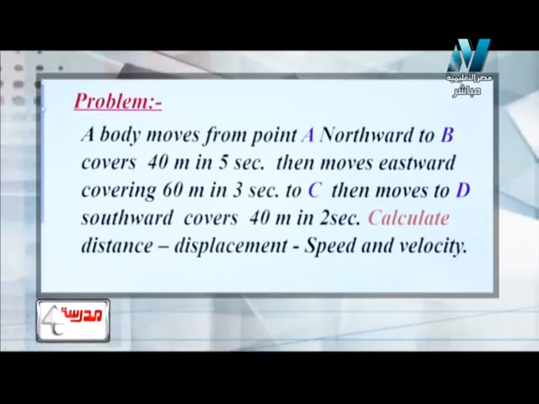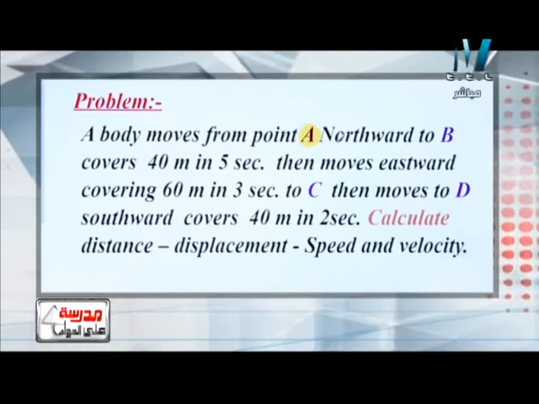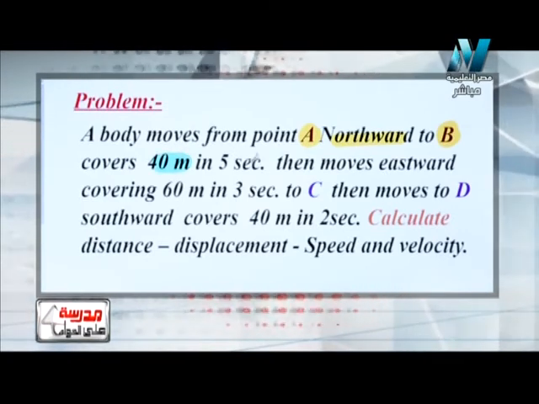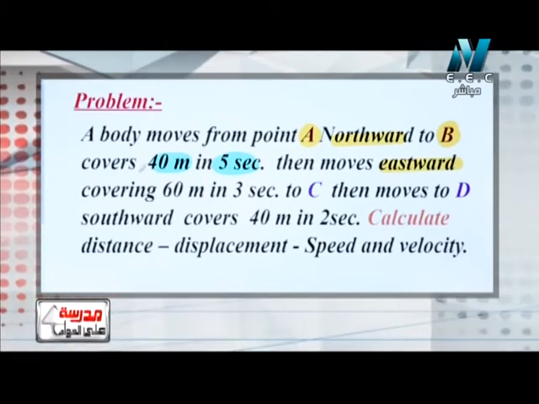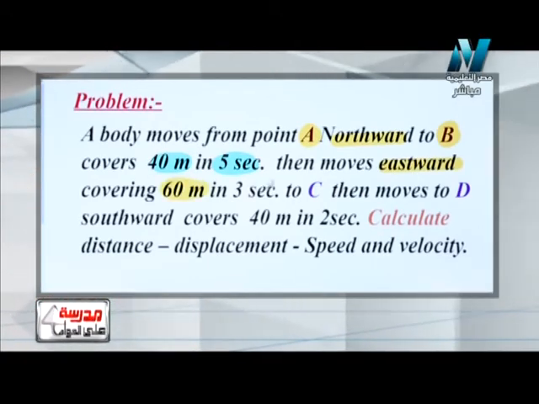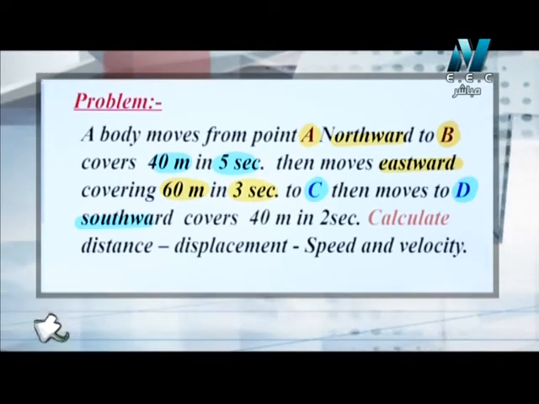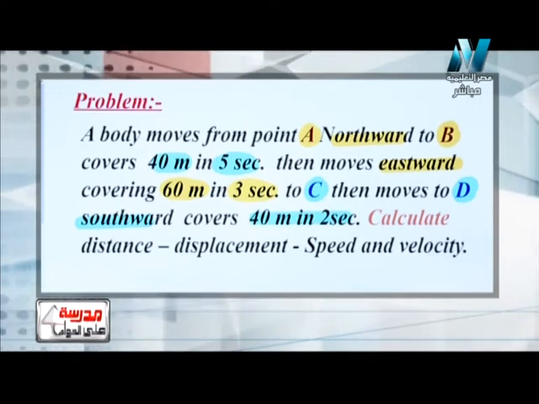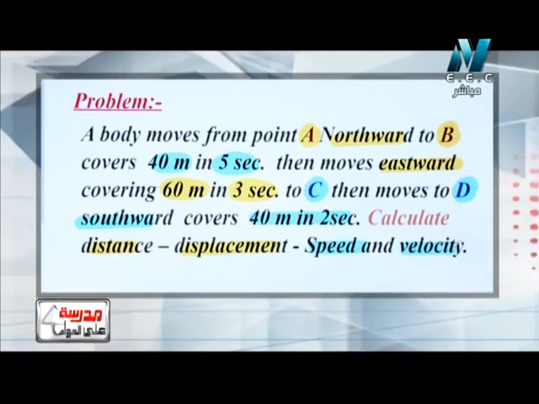As we can see, we have a problem in front of us. It says a body moves from point A northwards to B covering 40 meters in 5 seconds. Then moves eastward, pay attention to directions, covering 60 meters in 3 seconds to point C. Then moves to D southward, covering 40 meters in 2 seconds. Calculate distance, displacement, then we will calculate speed and velocity.